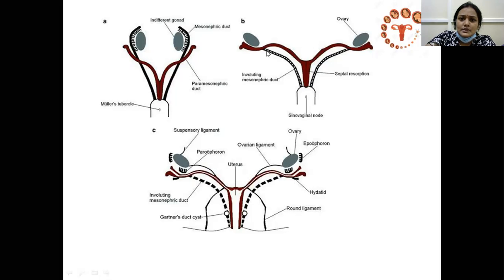And here you'll be able to see the involuting mesonephric duct. Here there is fusion. This part becomes the uterus, and it undergoes septal resorption. This is the urogenital sinus and the sinovaginal bulbs coming from there. I'll deal with it in the next slide. And then this regressed mesonephric duct will form the epiphoron, paraophoron, and the Gartner's duct. These are vestigial: paraophoron, epiphoron, and the Gartner's duct.